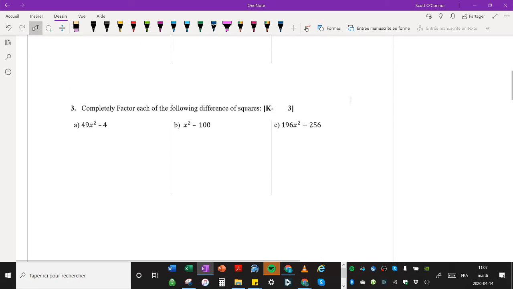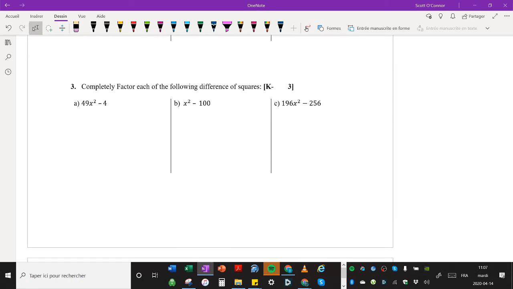All right. Moving on to number 3, completely factor each of the following differences of squares. So this is very simple. All you've got to do is square root both terms, right? Set this up. We get, what's the square root of 49? 7. What's the square root of x squared? x. Here we get our 7x, 7x, plus, minus. What's the square root of 4? 2. 7x plus 2, 7x minus 2.